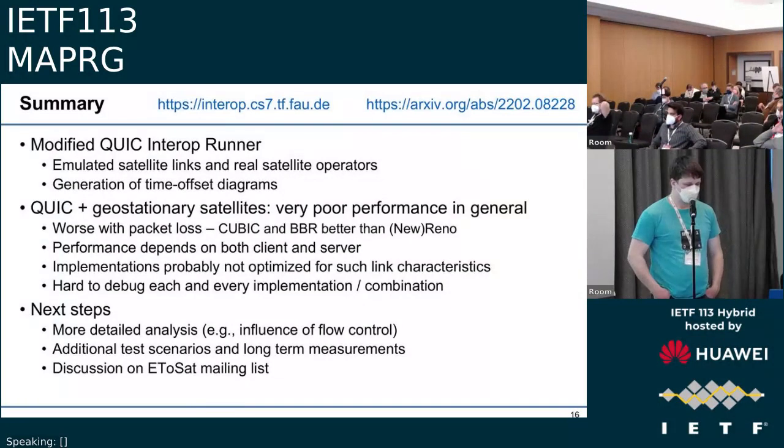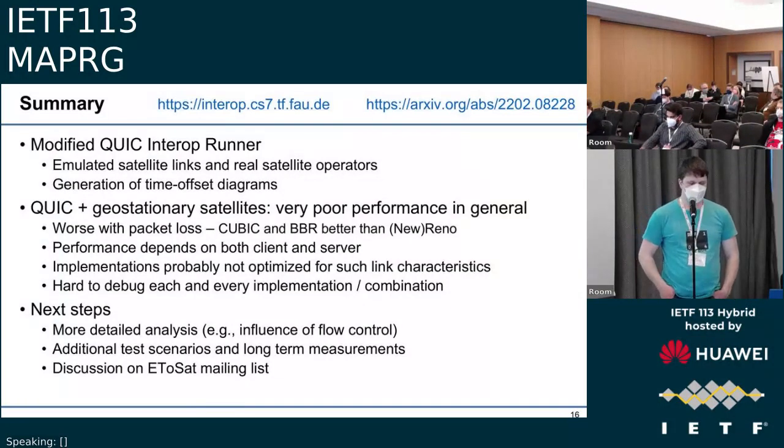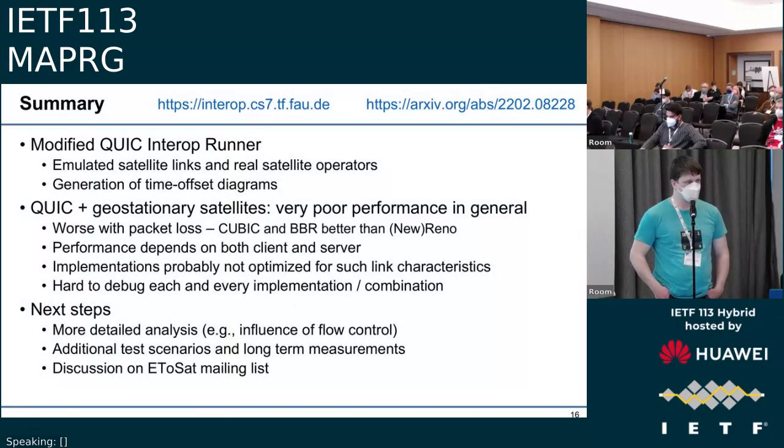Okay, so the summary: we have modified the QUIC interop runner. We included emulated satellite links and real satellite operators, and we also automatically generated time offset diagrams. The key message is probably that QUIC over geostationary satellite links still performs very poorly. It's worse with packet loss. The performance depends on both client and server.